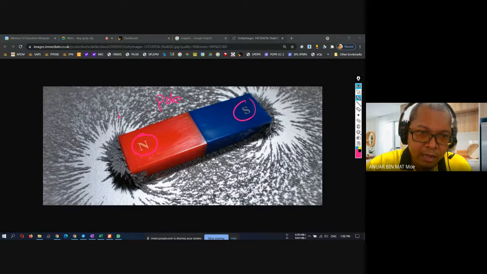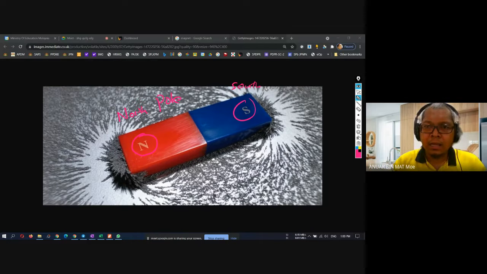P-O-L-E. N stands for north, and S stands for south. That is the second property of a magnet.